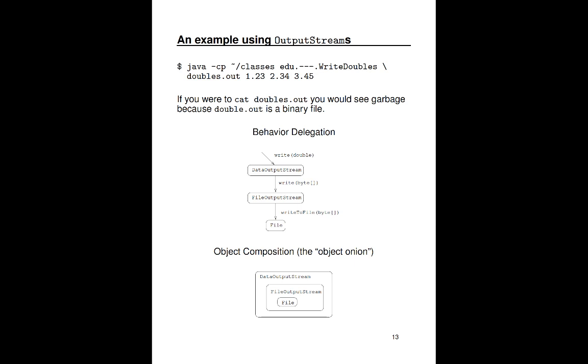So I like to think of these objects working together as sort of like an onion, right? We're only dealing with the outside of the onion, the data output stream. But if you start peeling things back, you'll see that inside the data output stream is a file output stream. And if you peel that back, you'll see that inside that is a file. So here's a way that objects can all work together. But the code itself, that loop that wrote the doubles, it didn't really care that the double ultimately was going down to a file. It just wrote it out to a data output stream.